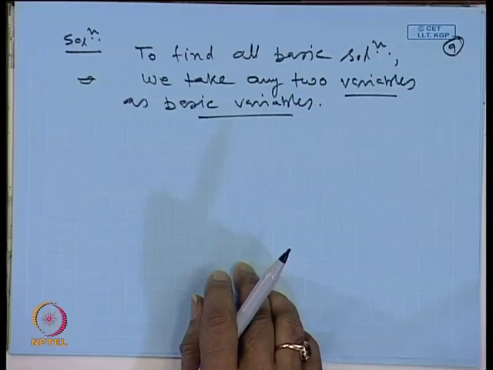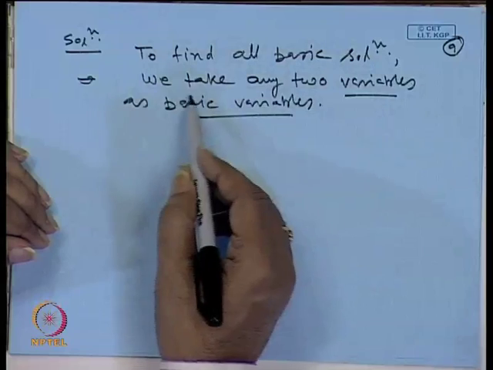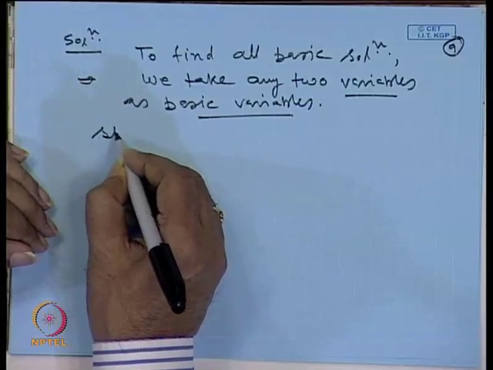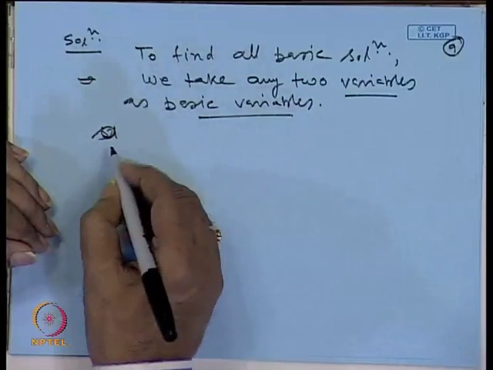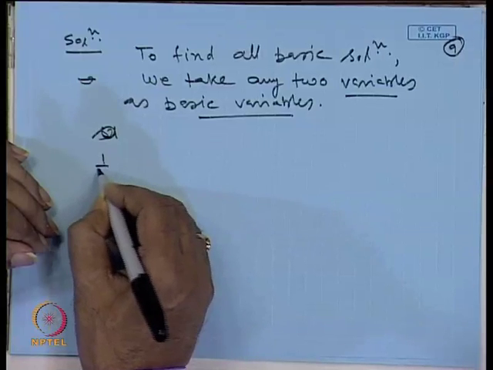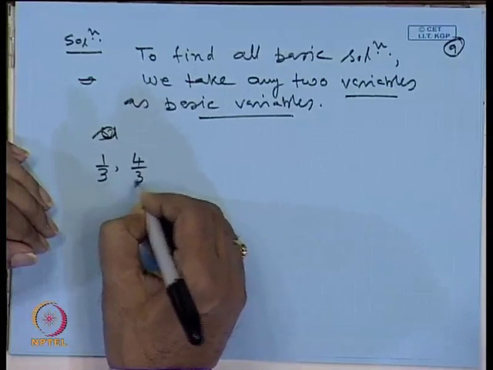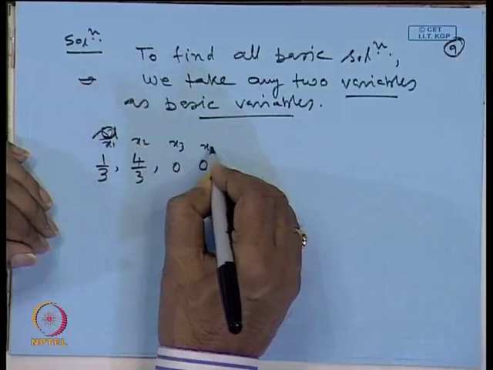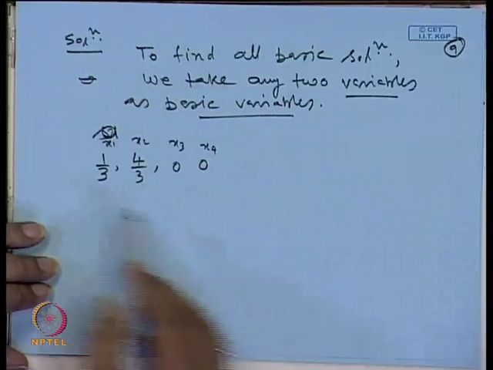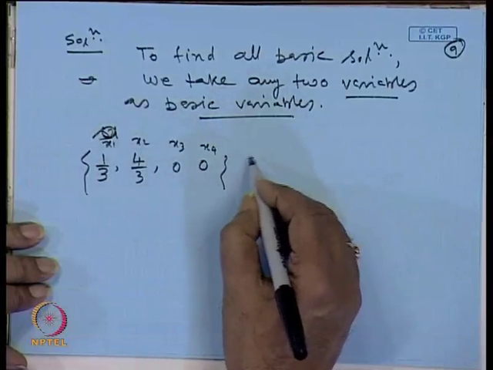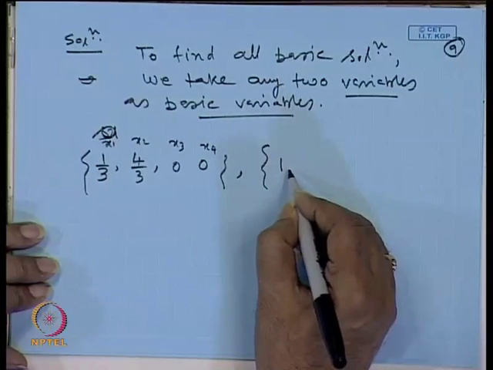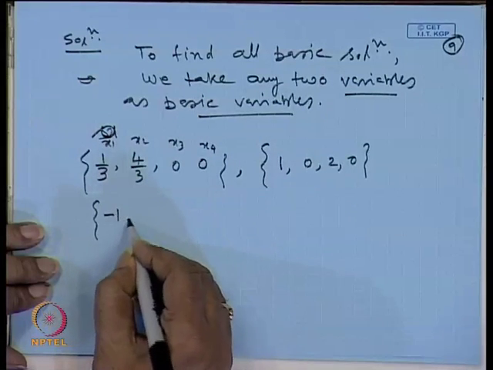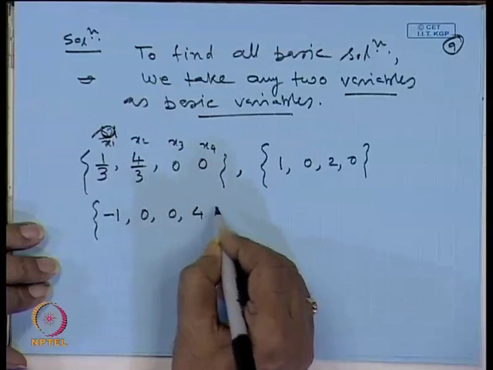So you will get a basic solution; we take 2 basic variables and we will get the basic variable solution set. Our first solution is 1/3, 4/3, 0, 0. This is x1, x2, x3, x4. This is one solution you can get; please check it also. Another solution is 0, 1, 0, 2. Another solution I am getting is minus 1, 0, 0, 4.